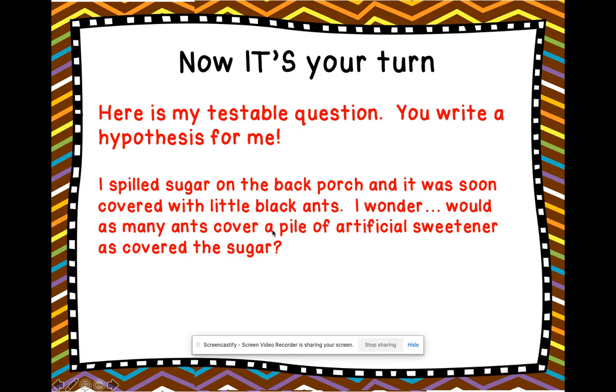Would as many ants cover a pile of artificial sweetener versus sugar? So the student wants to know, are you going to get more ants with artificial sweetener? Are you going to get more ants with sugar spilling? So then they're going to set up an experiment, but before doing that, they are going to write a hypothesis. So I want you to practice writing a hypothesis for this observation.